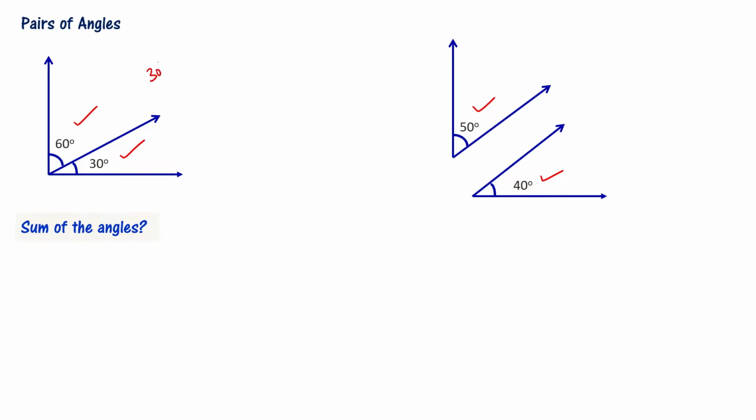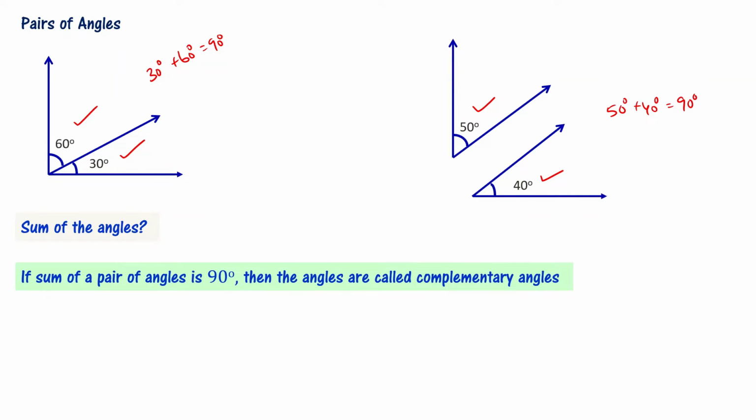Here it is 30 degrees plus 60 degrees. That is equal to 90 degrees. Here it is 50 degrees plus 40 degrees. That is also equal to 90 degrees, right? If sum of a pair of angles is 90 degrees, then those angles are called complementary angles. Please note this. This is the definition of complementary angles. If sum of a pair of angles is 90 degrees, then the angles are called complementary angles.